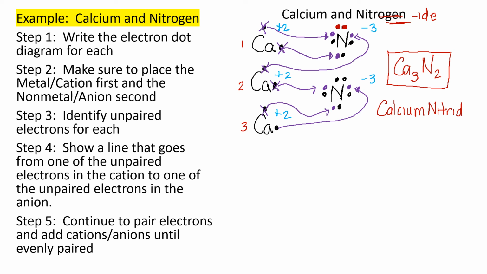Okay, but here's the thing. This is how to see the whole picture. This is showing you what's going on, right? But we do have a bit of a shortcut. And that shortcut is called the crisscross method to finding the formula. Okay, so I'm going to write down so you know. This is a chemical formula.